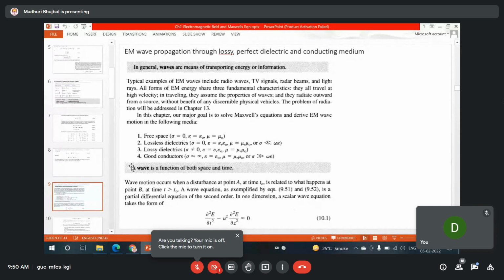Now all of you just write down this statement: wave. अभी हम लोग wave का equation study करने जा रहे हैं. So wave, पहले wave क्या होता है वो तुम लोग को पता होना चाहिए. So write down: wave is a function of both space and time.